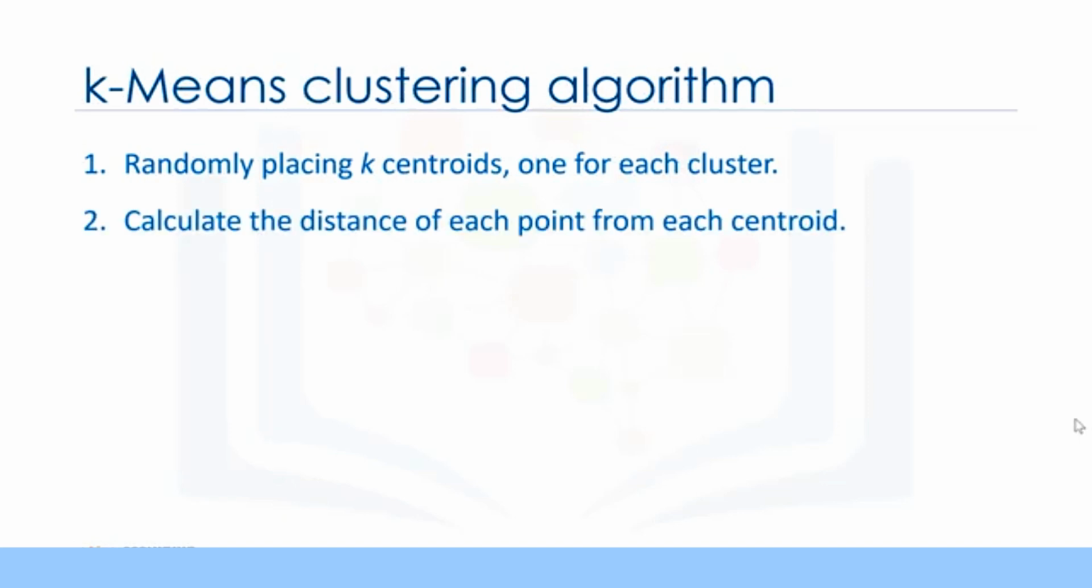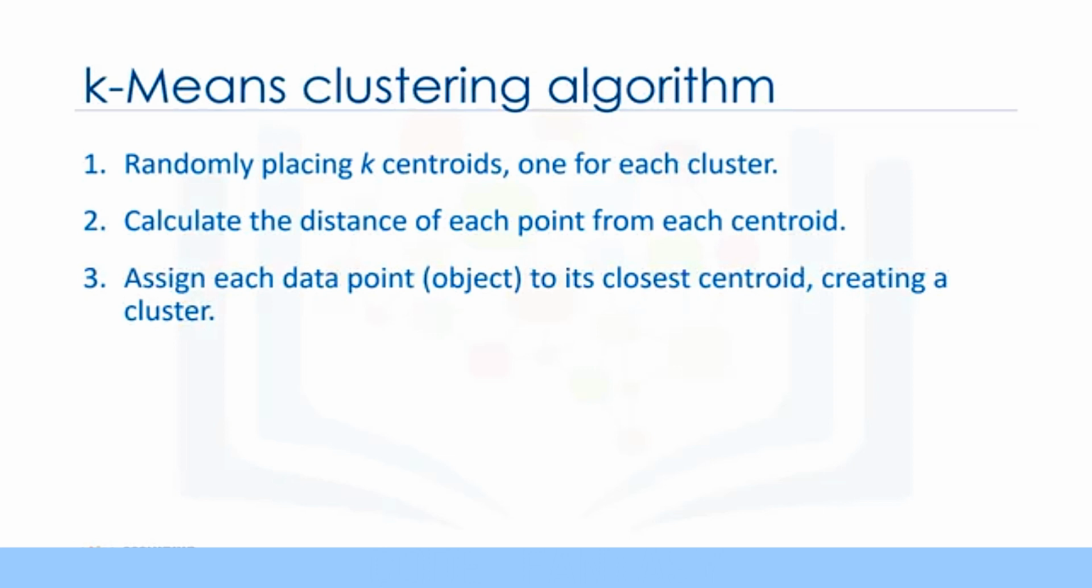The next step is to calculate the distance of each data point or object from the centroids. Euclidean distance is used to measure the distance from the object to the centroid. Please note, however, that you can also use different types of distance measurements, not just Euclidean distance. Euclidean distance is used because it's the most popular.